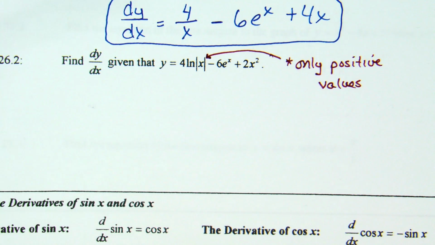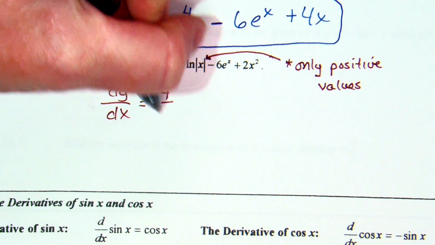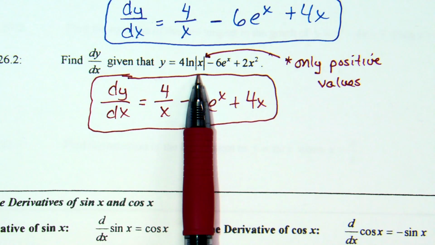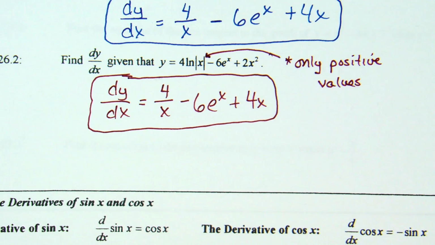So dy dx equals 4 over x minus 6e to the x plus 4x. So really no difference. It's just putting the physical descriptor there that it has to be the absolute value of x. So I guess the difference is on this one, you could put in a negative value, because then the absolute value is there to tell us to turn it positive. Okay. Let's go with our two other rules here.